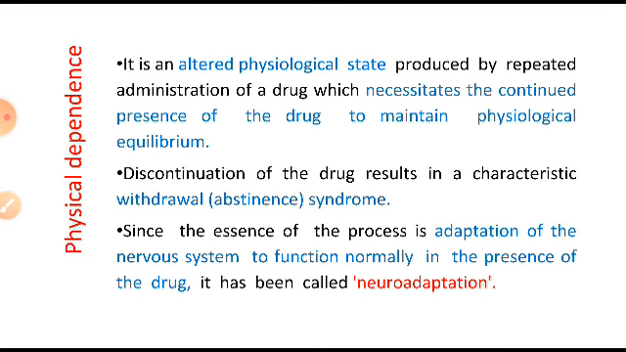Other than psychological dependence, we have another term called physical dependence. So what is happening here? It is an altered physiological state produced by repeated administration of a drug, which necessitates the continued presence of the drug to maintain physiological equilibrium. Sometimes I have seen people who take alcohol and feel that after taking it their performance increases, or their mind works faster, or their body reacts in a faster way. So in some way they feel their physical activity is because of the drug's effect, and they physically depend on the drug.